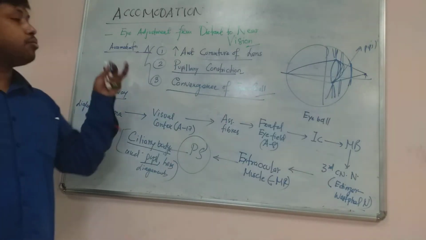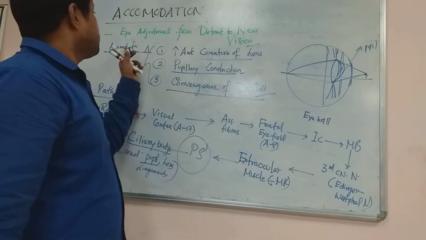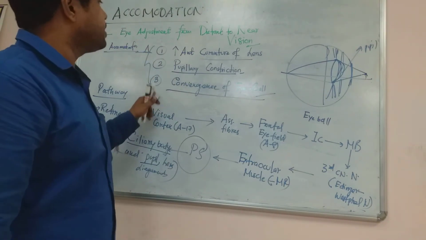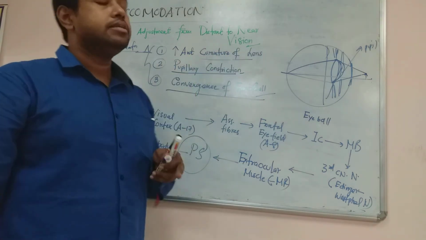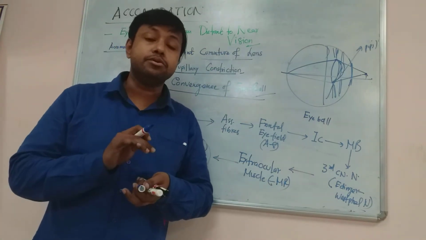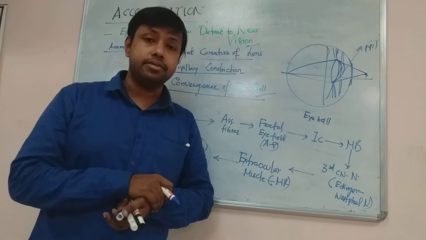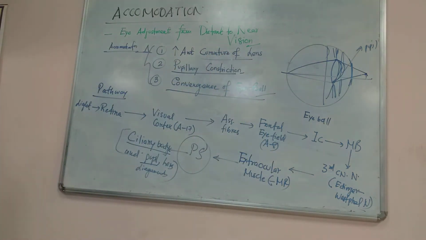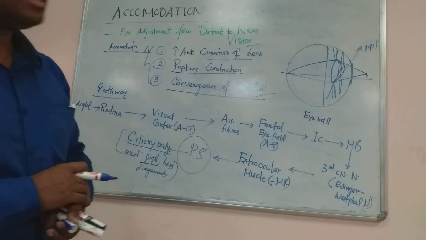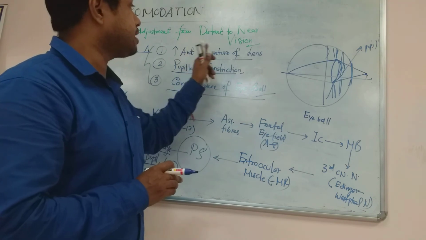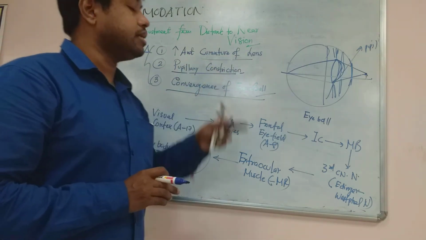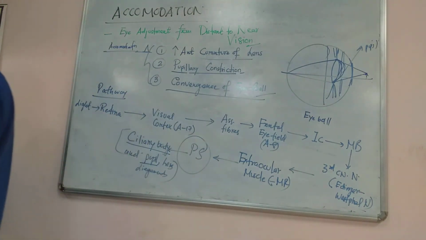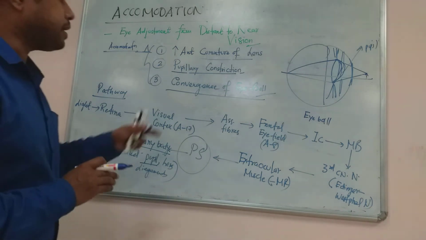Now we will see what is the mechanism behind the responses that are occurring. Number one is anterior curvature of lens. The anterior curvature of lens increases because of contraction of the ciliary group of muscle or lens ligaments. Contraction of the ciliary muscle is responsible for increasing the anterior curvature of lens. Now pupillary constriction is also responsible, because of the aiding parasympathetic nervous system.